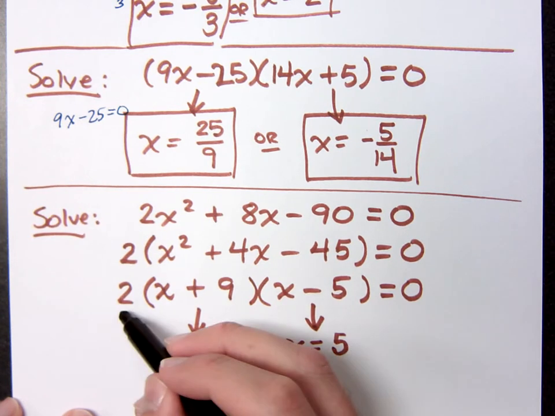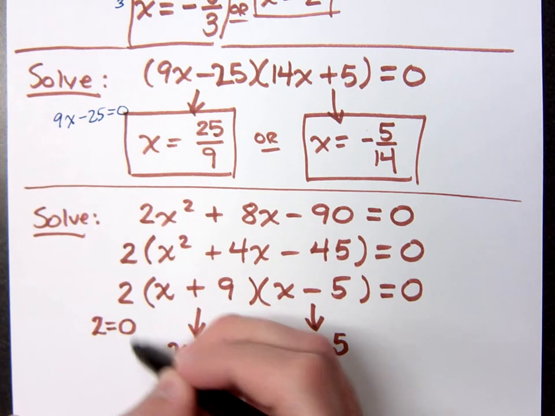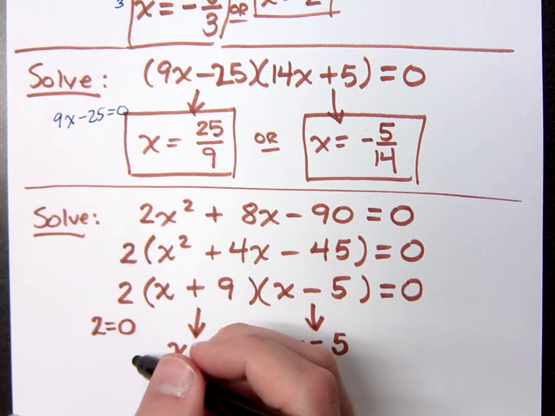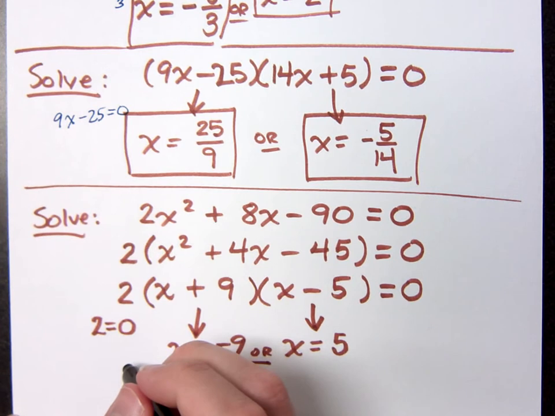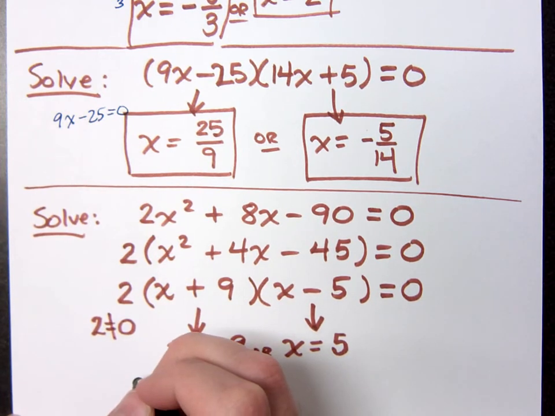What about the 2? Does 2 equal 0? No. I've got 2 kids. That is not the same as having 0 kids. Don't you multiply 2 times negative 9? No. What do you do with it?